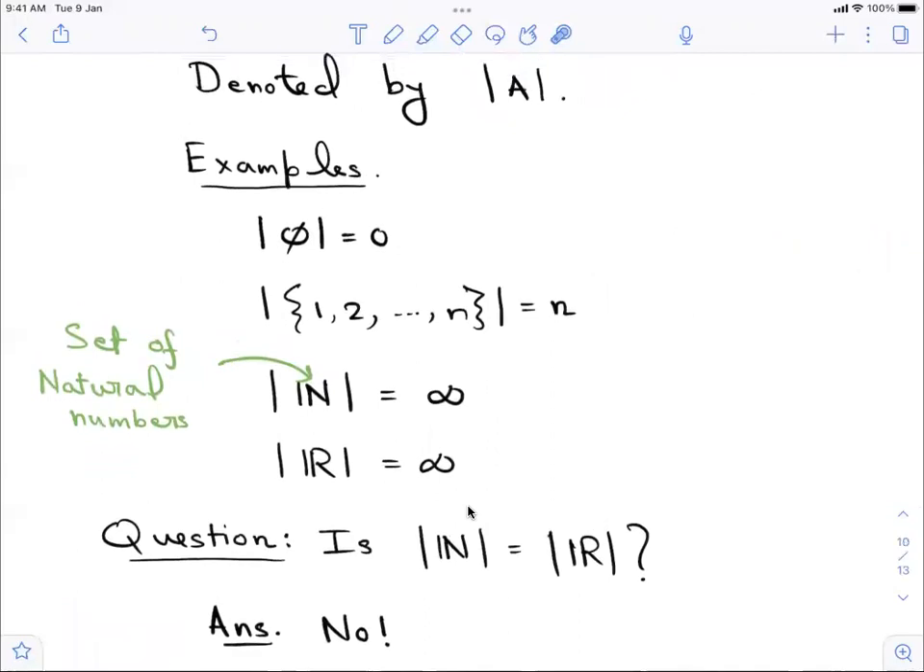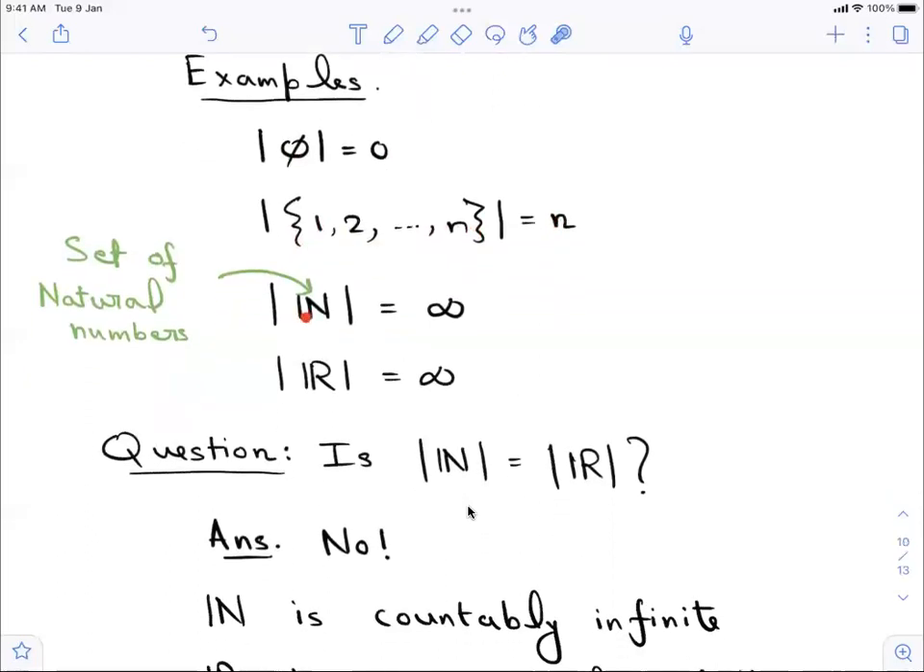So let's look at some examples. What is the cardinality of the empty set? There are no elements here, so cardinality is 0. Like I said, finite sets are pretty easy. Suppose you have 1, 2, 3, 4 up till n positive integers. So cardinality is just n. How about the set of natural numbers? There are infinitely many. Cardinality is infinity. How about the set of reals? It's also infinity. The question is, are these two infinities the same kind of infinities?